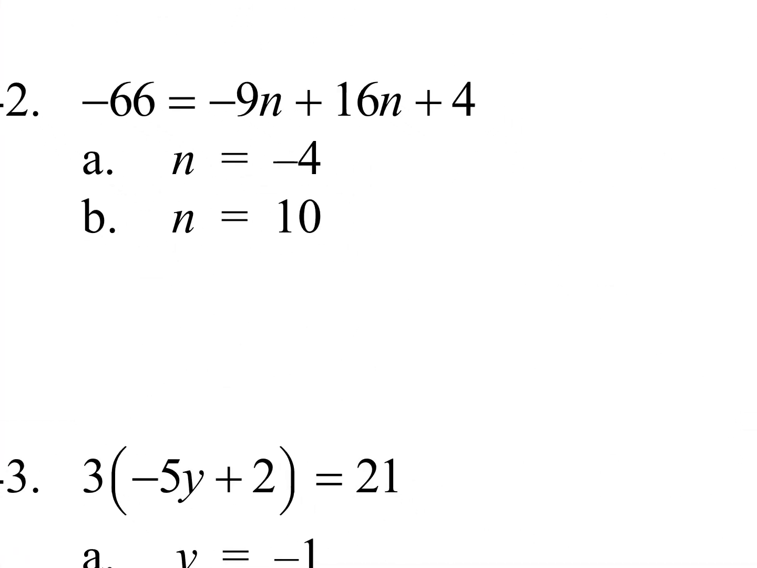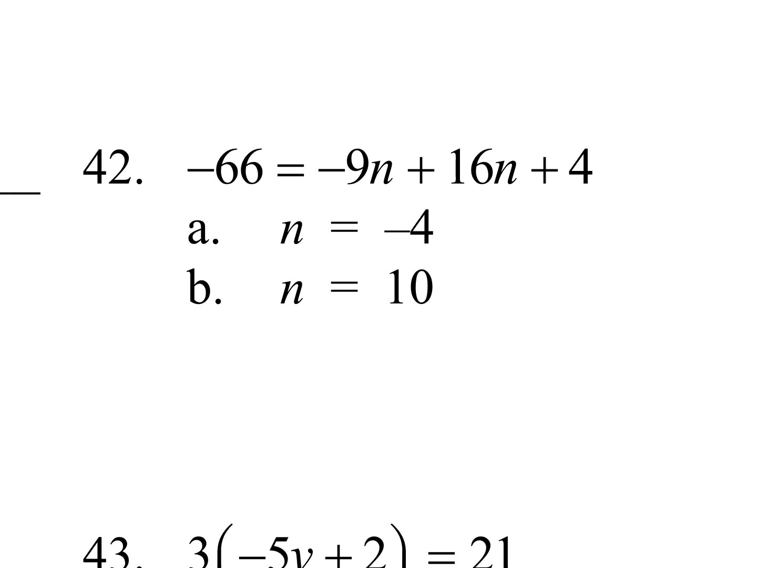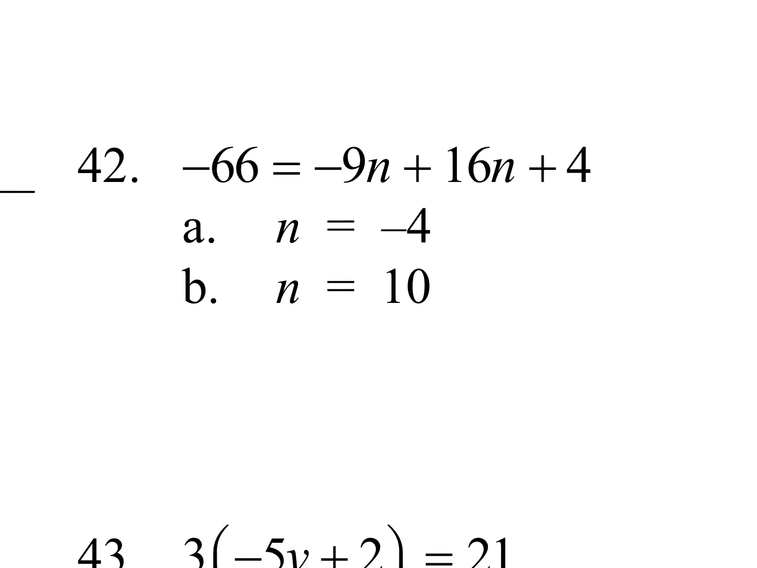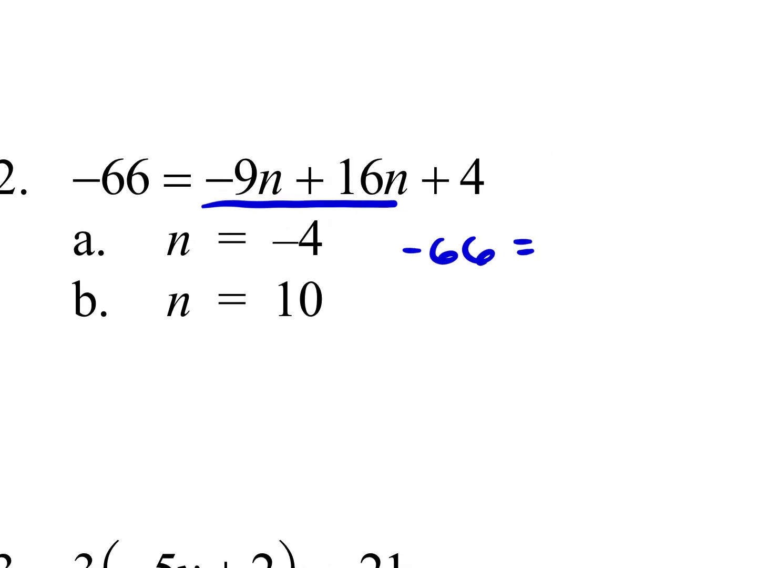What should I do first for 42? Combine like terms. So I have two like terms here. They're on the same side, so I just add them together. So negative 9n plus 16n would be what? 7n.